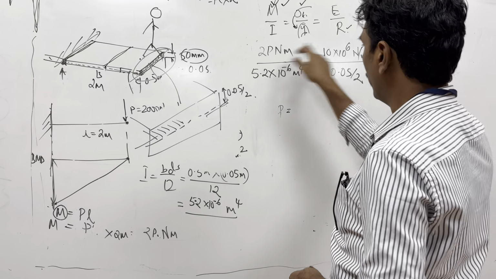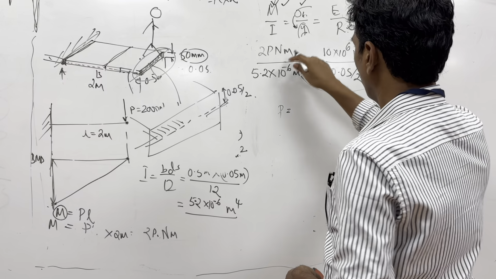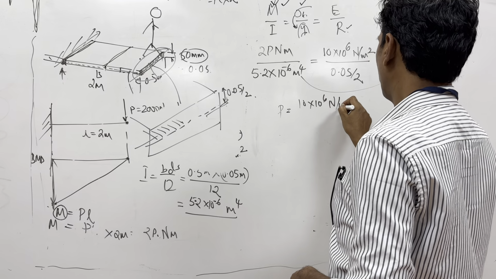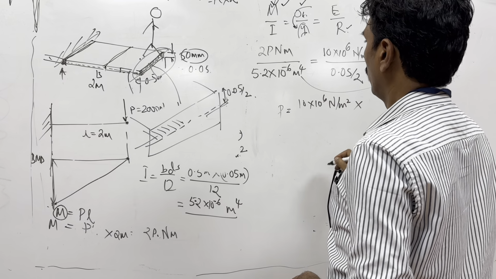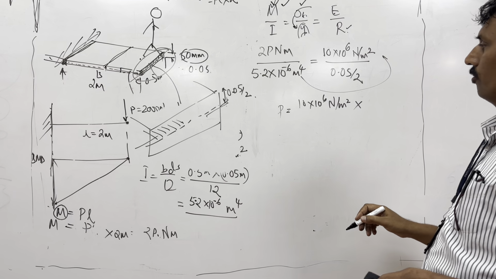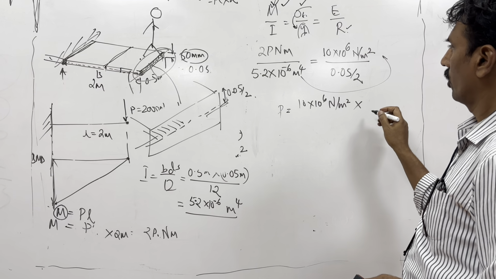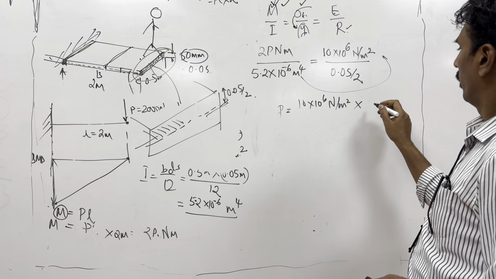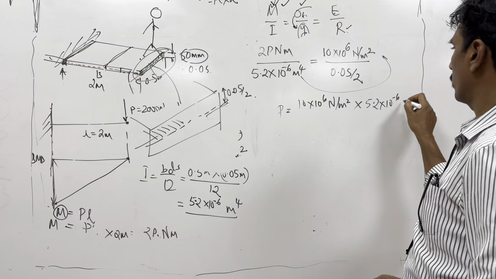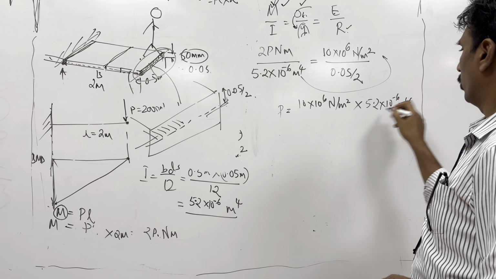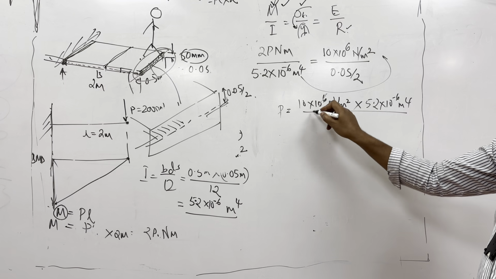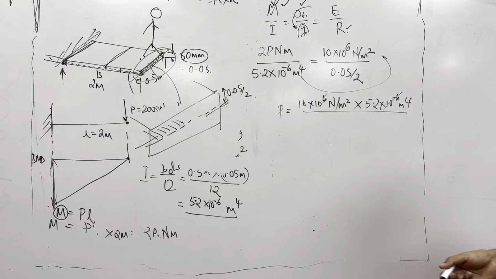So P is equal to, P can be taken this side, so this divided by 2. So 10 into 10 to the power of 6 Newton per m square, and 5.2 into 10 to the power of minus 6 meter to the power of 4. Here you can see 10 to the power of plus 6 and 10 to the power of minus 6 cancel out.